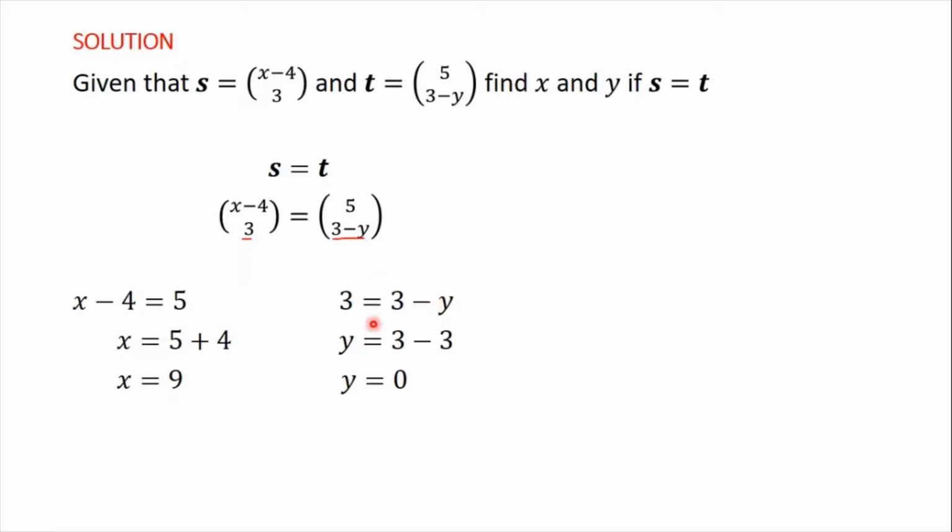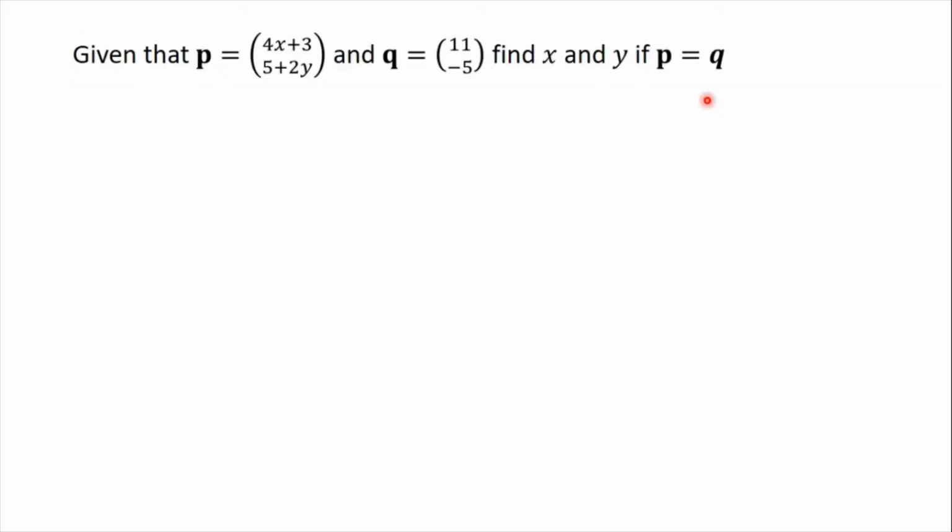If we are making y the subject, y is negative here. So if I send it over to this side, it becomes positive. Then I'll send the 3 here, which is positive, over here. It becomes negative. So y is equal to 3 minus 3, and y is equal to 0. So we can say that x is equal to 9 and y is equal to 0 if vector s is equal to vector t. Let's take the second question.